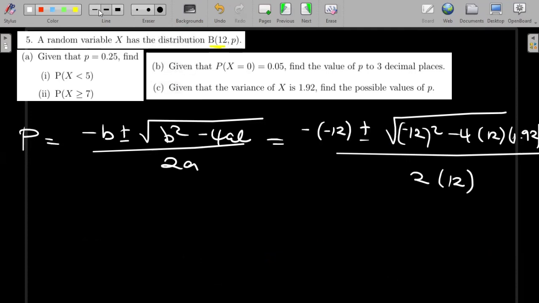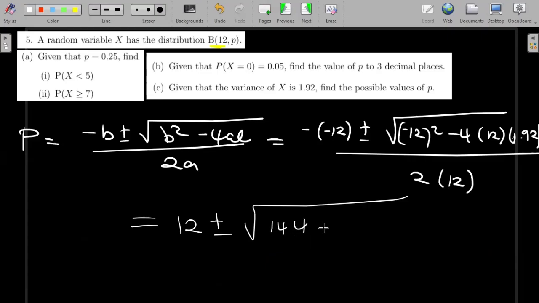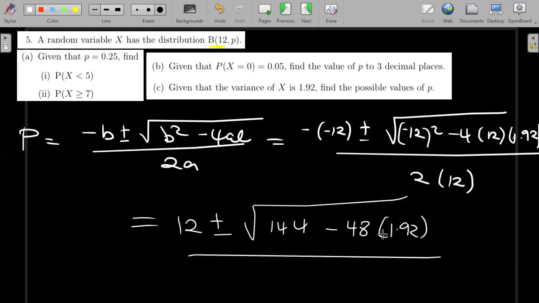Okay, so from there, what are we going to get? We're going to get 12 plus, and then under the root there, we're going to have 144. And then the other ones, we can multiply them. 4 multiplied by 12 is going to give me 48, and then I'm multiplying by 1.92. Then I'm dividing all this by 2 multiplied by 12, which will just be 24.